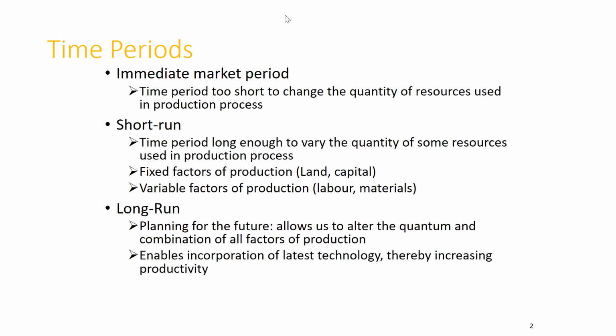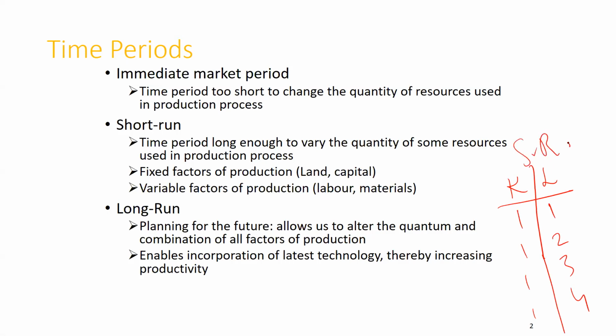If at all you get a question, a very, very simple technique would be just to create a table. You can pick up, let's say, two sections. Let this be capital, K, and labor, L, and then I can just make it 1, 1, 1. It is this easy. So 1, 2, 3, 4. It is just saying which period is it? It's a short run, because one factor is fixed, others are changing.